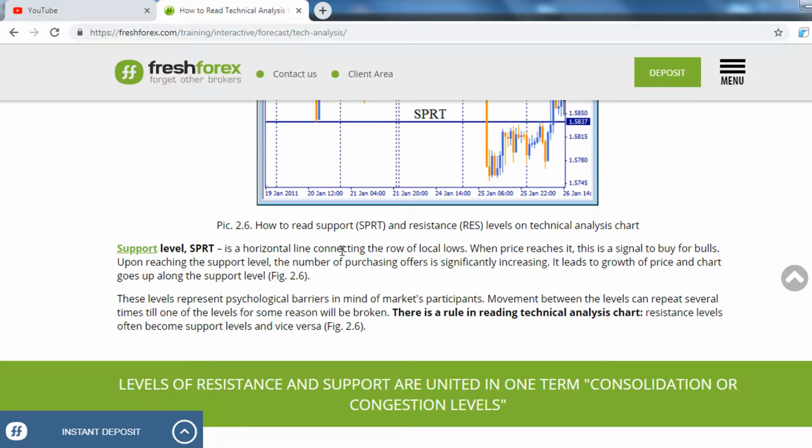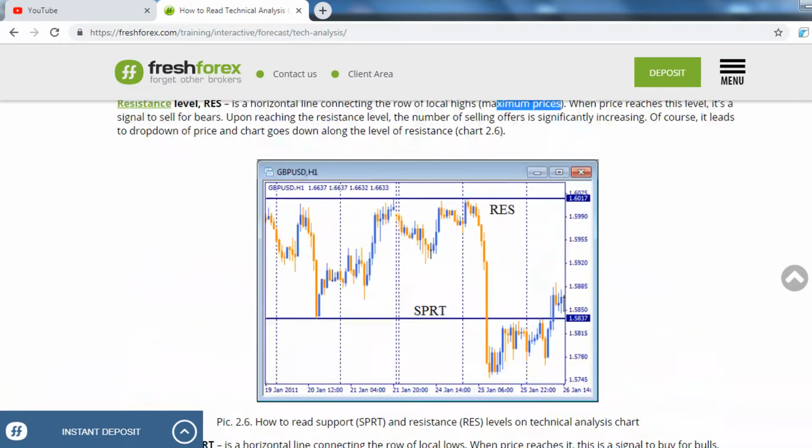Support is a horizontal line connecting a row of local lows. When price reaches it, this is a signal to buy for bulls. Upon reaching this support level, the number of purchasing offers is significantly increasing. It leads to growth of price, and the chart goes up along the support levels. So this is the simplest definition of what support and resistance is.